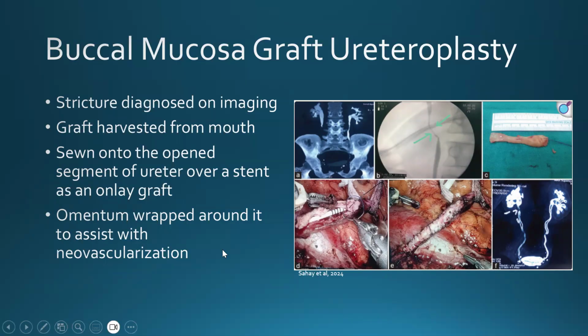And then omentum can be wrapped around the graft site in order to assist with neovascularization and as a means of reinforcing that graft and essentially helping it to take. And so here on the bottom right is imaging from this patient that was performed, I think the paper said about a year after, and it showed this patent ureter indicating that the graft had taken rather nicely.